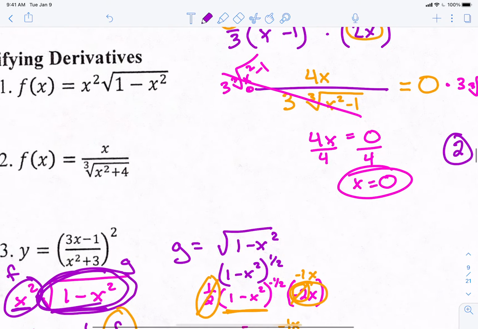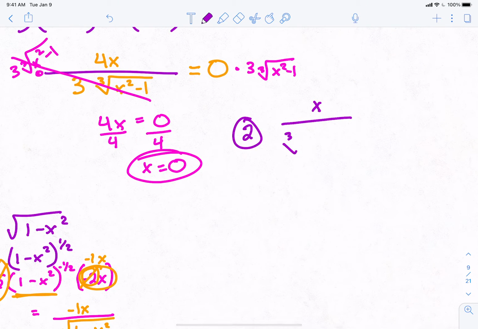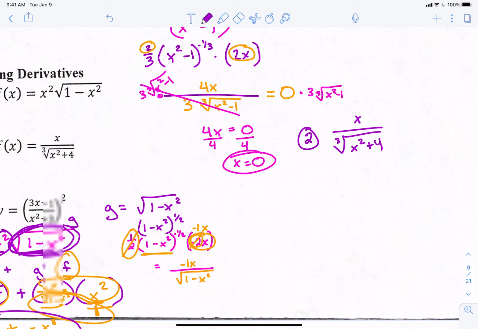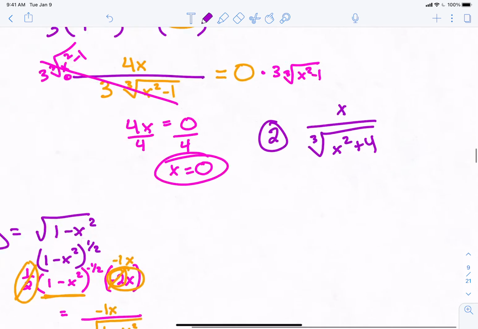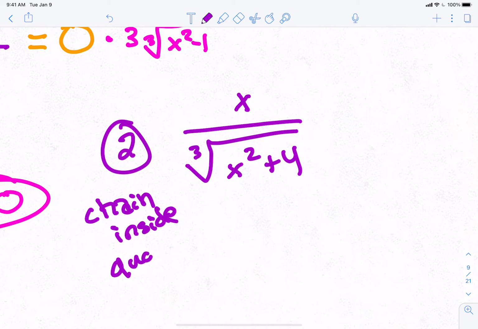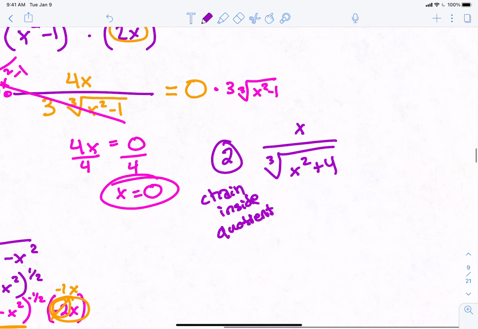This is what we're taking the derivative of: x over the cubic root of x squared plus 4. Now, what is this one? What inside of what? This is a quotient, but what is inside the quotient? A chain. Why is it a chain inside of a quotient? The chain's on the bottom. The chain's been divided. So there's my chain inside of a quotient.